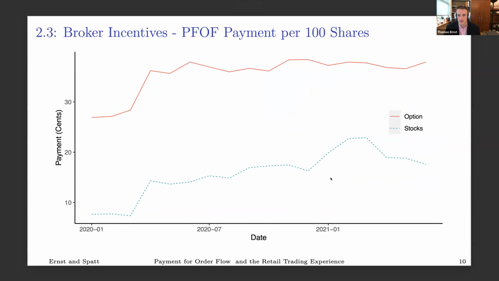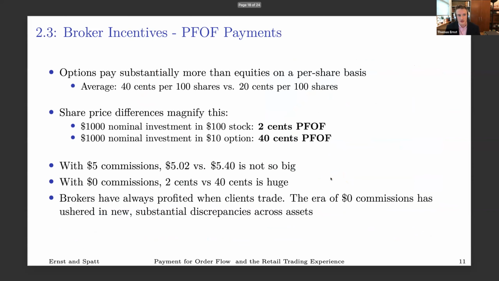And that high PFOF is what leads to our third concern, which is what kind of incentive structure does it give brokers? If you look at just the raw payment rate, for every 100 shares that a broker routes, they get paid twice as much when it's an option order compared to when it's an equity order. That actually understates the true difference. The reason is, if you think about, let's say, investing $1,000, if you invest that in a $100 stock, that generates just 10 shares of trading volume, which would give you 2 cents of PFOF.